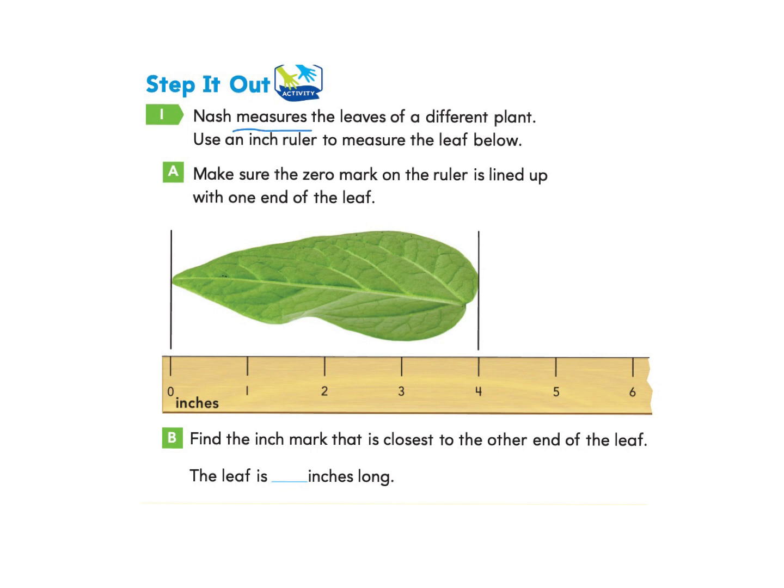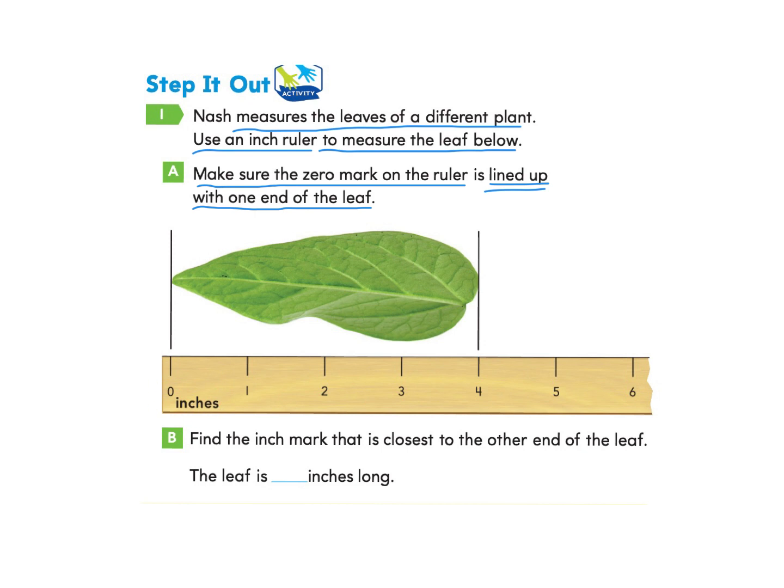Let's take a look at the next page, page 441, under Step It Out. Nash measures the leaves of a different plant. Use an inch ruler to measure the leaf below. So we're going to look at part A. Make sure the 0 mark on the ruler is lined up with one end of the leaf. So here we have our inch ruler right here, and they're taking this leaf and they're lining it up right at the 0 mark, right at that line. So it's different than when we used our paper ruler and we started right at the edge. We're going to go to that line. That's a big difference in using the inch ruler.